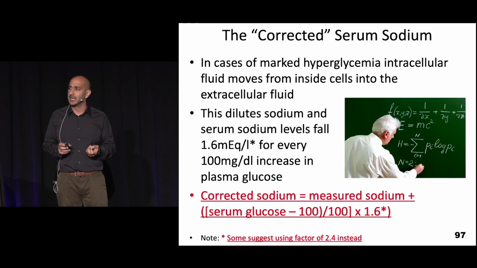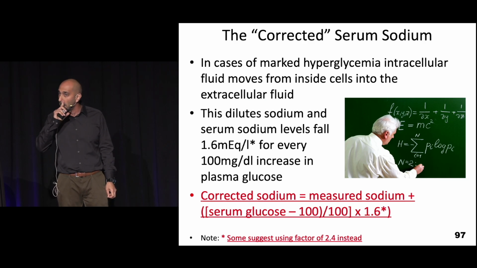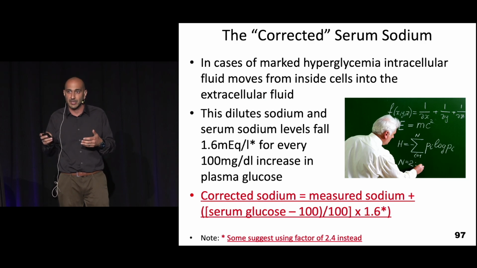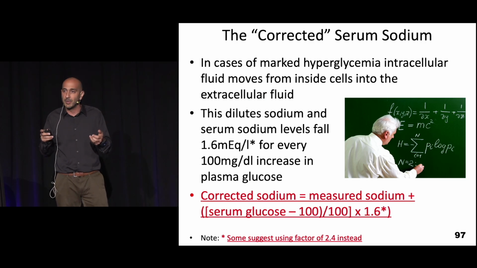One really interesting lab finding in DKA is this concept of pseudo-hyponatremia. So you have somebody with a really high blood sugar that comes in, and you look and their sodium is something in the 120s. And that is called pseudo-hyponatremia, not because it's fake, it's that the sodium is still there. It's not fake hyponatremia, but it's a diluted hyponatremia.